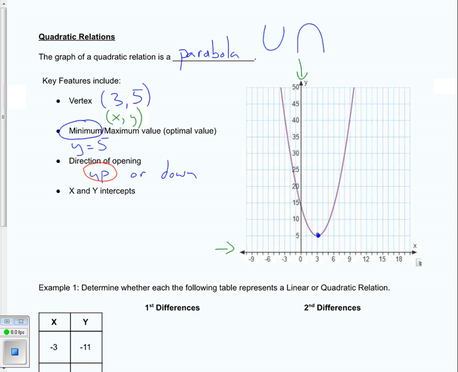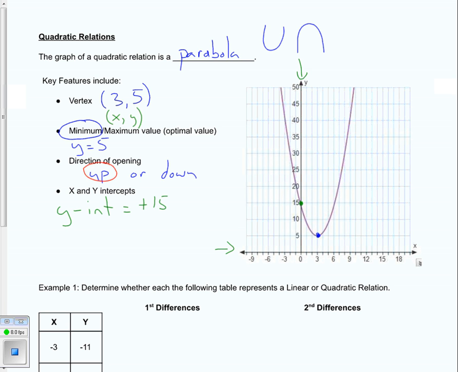In this particular instance, the parabola does cross, or intersect, or intercept the y-axis. So there is a y-intercept. I'm going to say that the y-intercept is equal to, in this case, approximately positive 15.